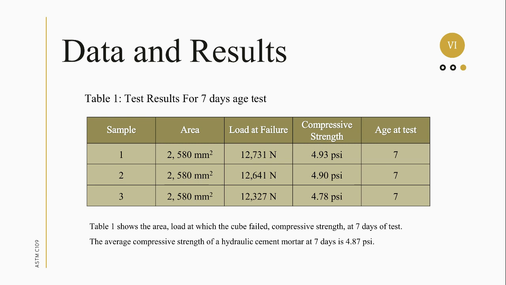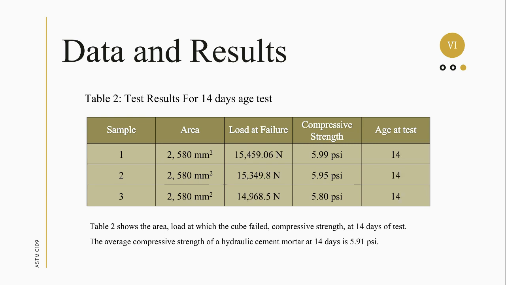In Sample 1, it has a load at failure of 12,731 Newton and leads to a compressive strength of 4.92 psi. In Sample 2, it has a load at failure of 12,641 Newton and leads to a compressive strength of 4.90 psi. And in Sample 3, it has a load at failure of 12,327 Newton and leads to a compressive strength of 4.78 psi. The average compressive strength of a hydraulic cement mortar at 7 days is 4.87 psi.